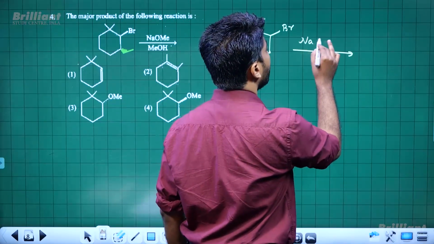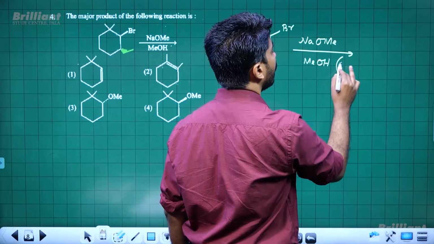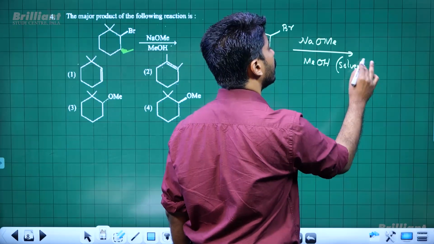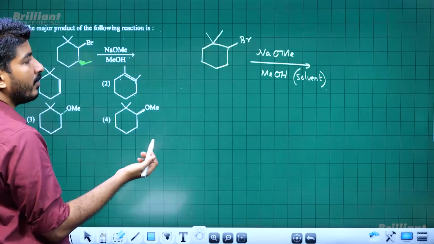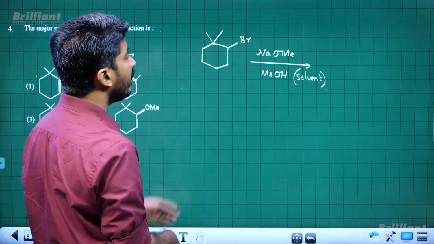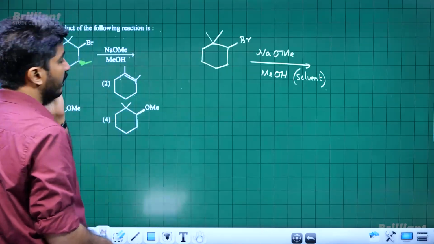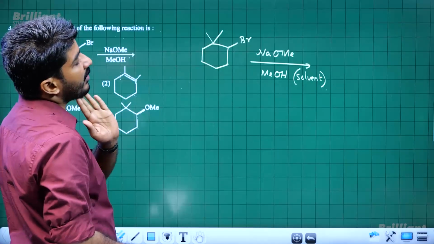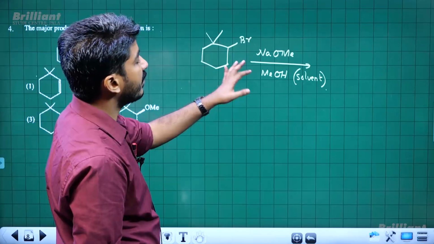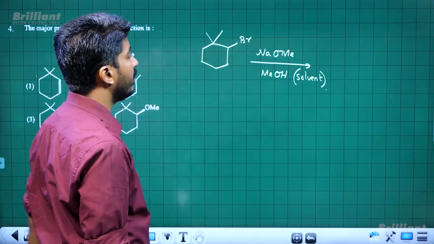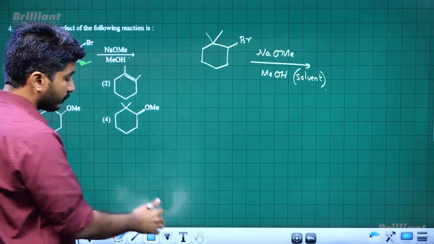They are showing sodium methoxide and MeOH. You should know that MeOH is a solvent and NaOMe is the main reagent. MeOH is just a polar protic solvent, and if we are taking sodium alkoxide, corresponding alcohol is often taken as the solvent. That is a general rule of thumb. If you are taking sodium methoxide, then you may see methanol over here. If you are taking tertiary butoxide, then you may see tertiary butyl alcohol over here. So corresponding alcohol solvent is usually used in this reaction.